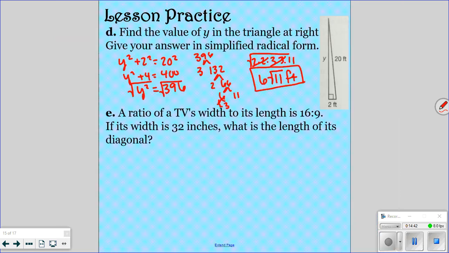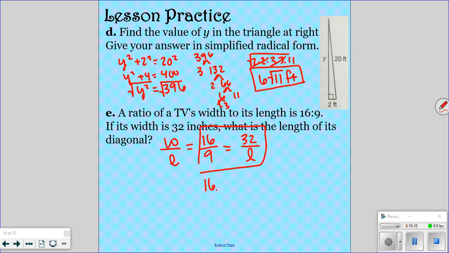Okay, looking at this next one, we have the ratio of the width to the length is 16 to 9. And it says that the width is 32. What is the length? So we're going to use these two ratios to solve, well, it asks for the length of the diagonal, but first we need to find the length of the side. So we're going to use these two first.